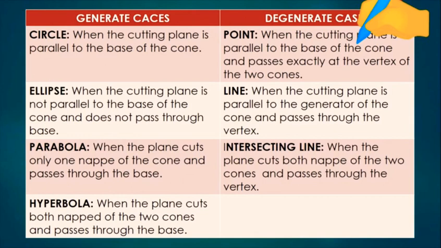For the degenerate cases, we have a point when the cutting plane is parallel to the base of the cone and passes exactly at the vertex of the two cones. We have a line when the cutting plane is parallel to the generator of the cone and passes through the vertex. And we have intersecting lines when the plane cuts both nappes of the two cones and passes through the vertex.